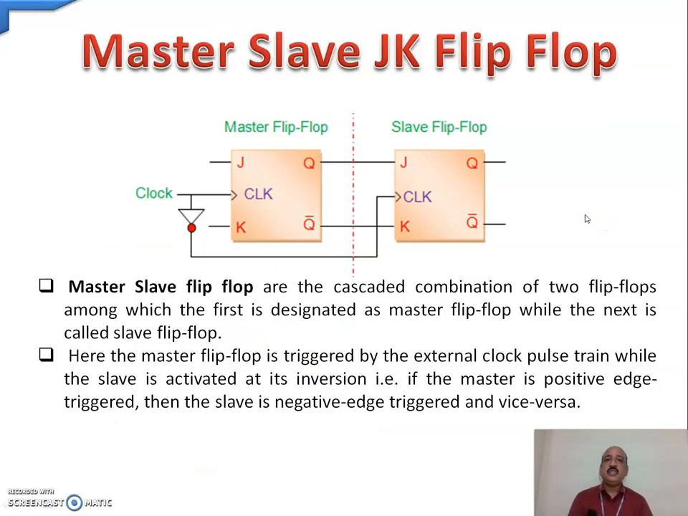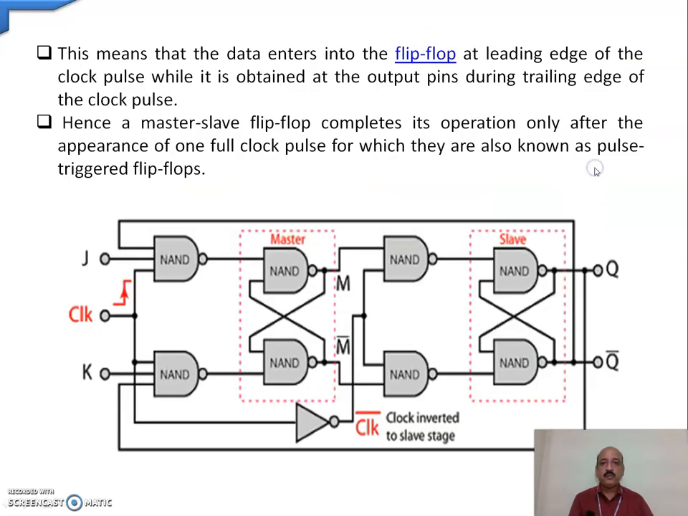This is the master-slave JK flip-flop. Here, the master-slave JK flip-flop is a cascade combination of two flip-flops, among which the first is designated as the master flip-flop, while the next is called the slave flip-flop. The master flip-flop is triggered by an external clock pulse, while the slave is activated by its inversion. That is, if the master is positive edge triggered, then the slave is negative edge triggered, and vice versa.